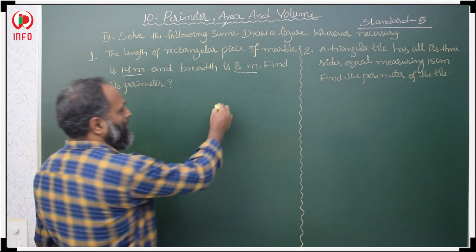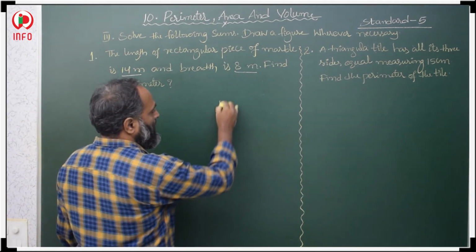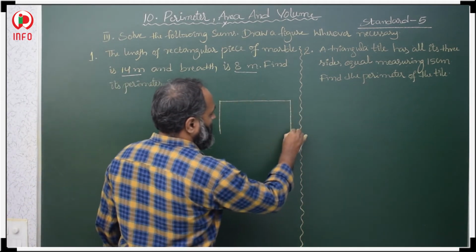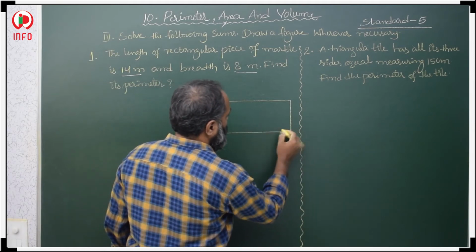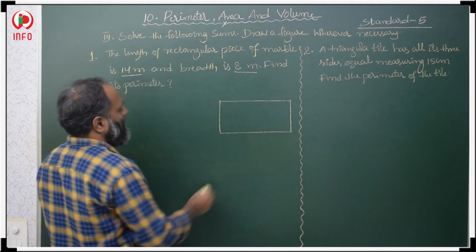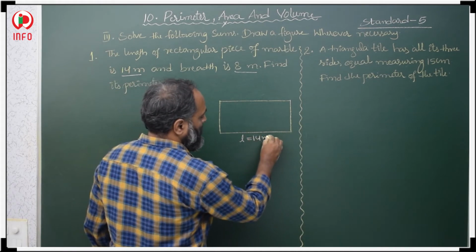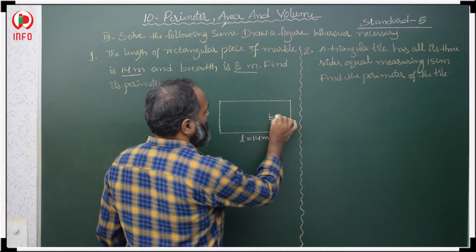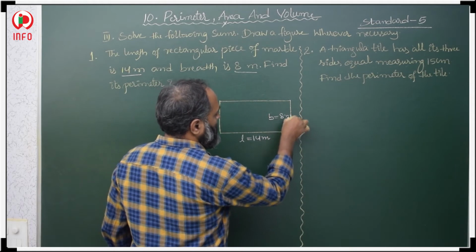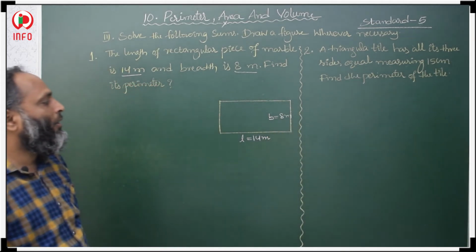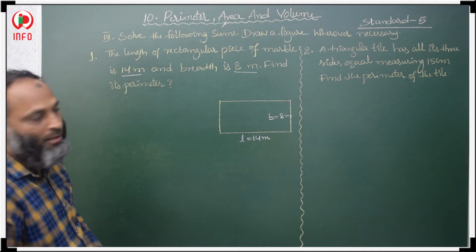Find its perimeter. See here, marble is in rectangular shape. So this is a marble. Marble length is given. Length is equal to 14 meters. And breadth is also given. What is the breadth? 8 meters. This is our breadth. Okay. So we have to find perimeter.